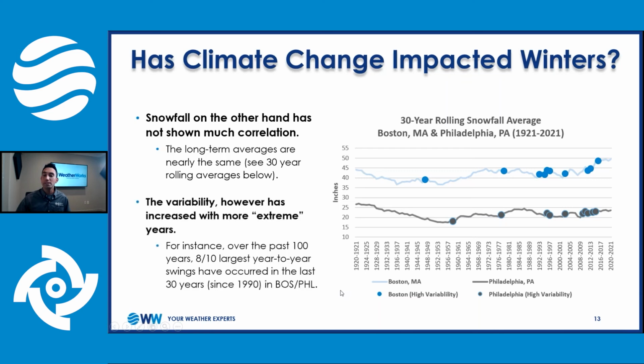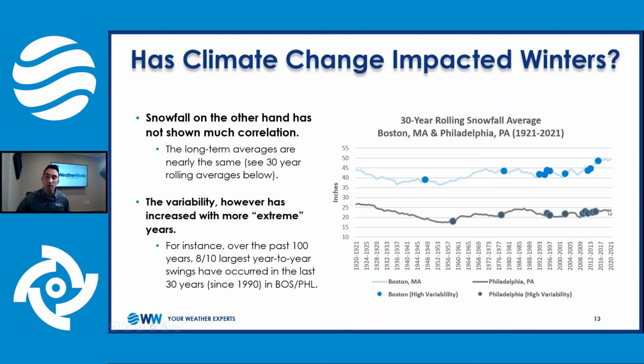But one thing that we did notice was that the variability has increased with more extreme years. So for instance, over the last 100 years, 8 of the 10 largest year-to-year swings have occurred in the last 30 years alone, since 1990, in both Boston and Philadelphia.